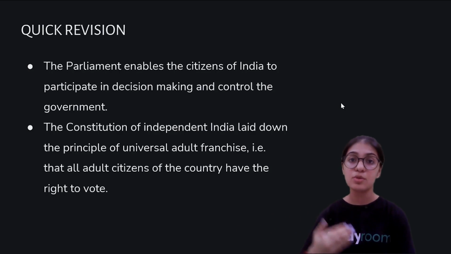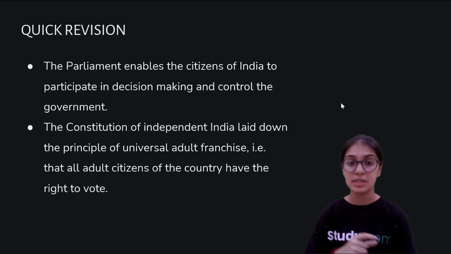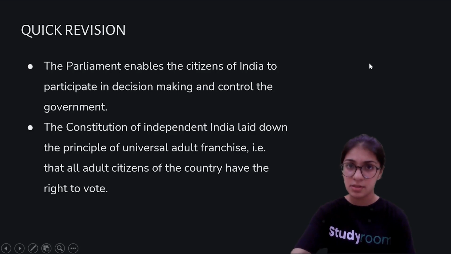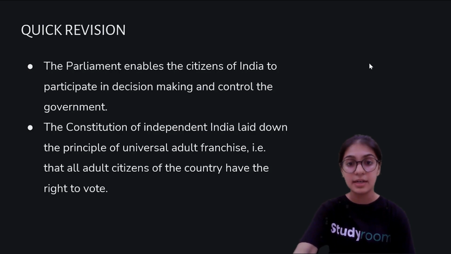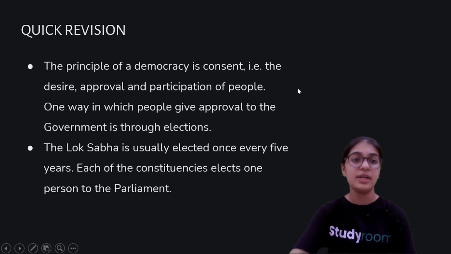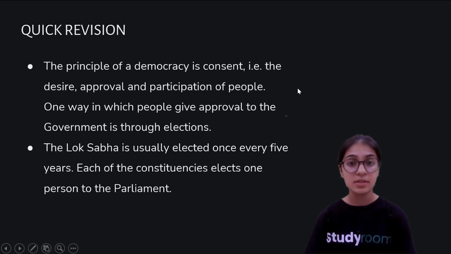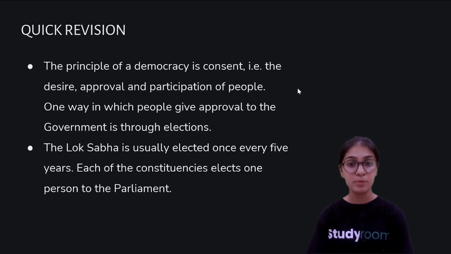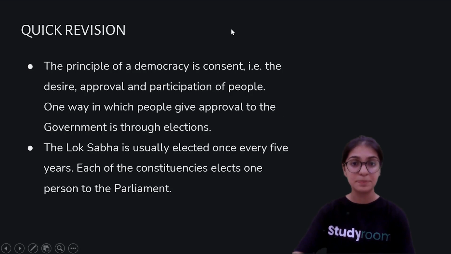This process of voting, of being eligible to vote, is known as the universal adult franchise, and any person who is above the age of 18 has the right to vote. The process is called the universal adult franchise. The principle of democracy is consent, that is the desire, approval and participation of people, and one way in which people give approval to the government is through elections.